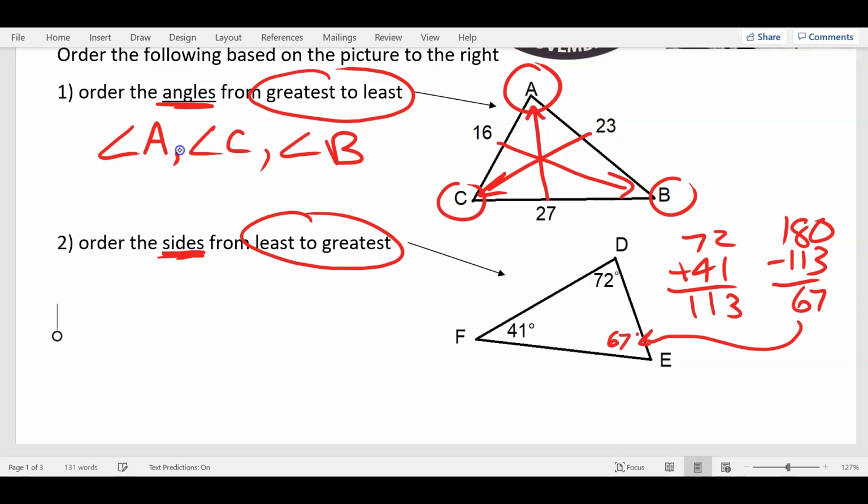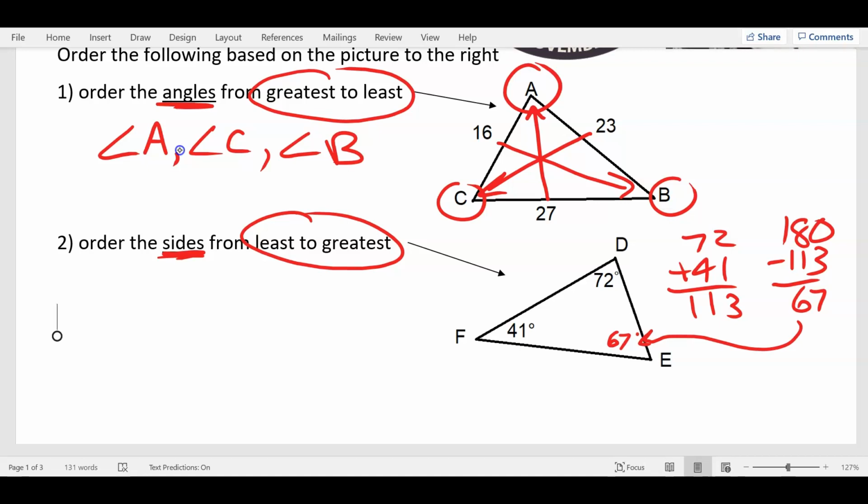Okay. That's not the final answer. That's just what I need to get the final answer. And let's go ahead and start thinking about the sides. If I'm looking for the least side length, I'm going to look for the smallest angle. Which angle value is smaller? 41. So just like the last one, I'm going to go across from 41 and look at this side right here.